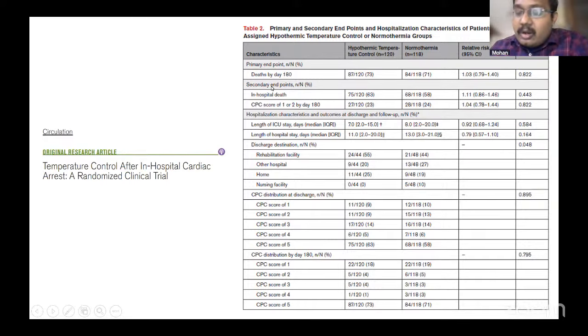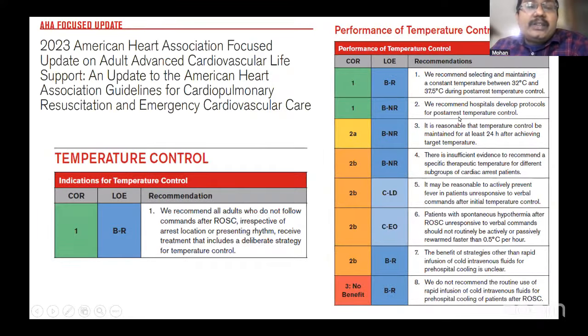Now, after all these major trials, in 2023 there is an interim update about targeted temperature management. Now you can see the change in the wording. They have taken it as temperature control. So now they recommend that all adults who have achieved ROSC and who do not follow commands, irrespective of arrest location or presenting rhythm, should be given a deliberate strategy for temperature control.